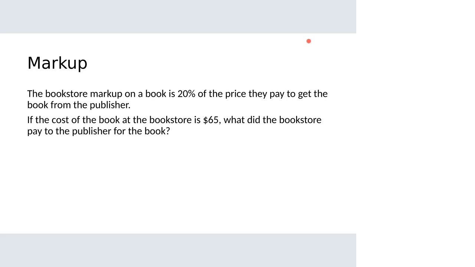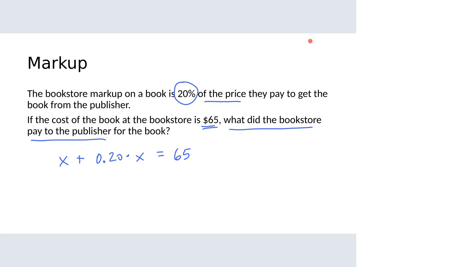What we're after is, what did the bookstore pay to the publisher? So we could call that P for price or C for cost. I think I'll just call it X. That's the thing I'm looking for, what the bookstore paid to the publisher. And then when the bookstore got it, they added 20% of that cost on top of it to arrive at this $65 price that they're going to sell it for.